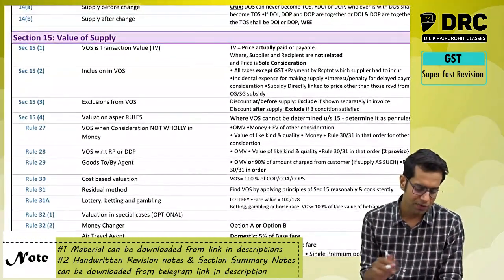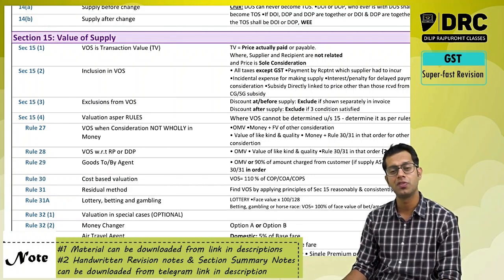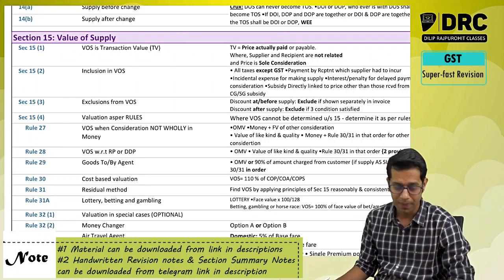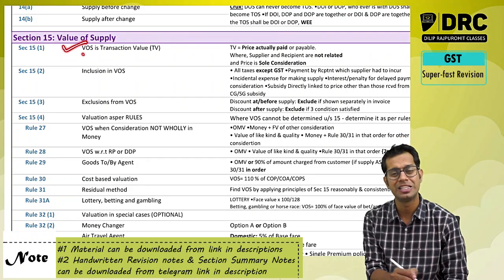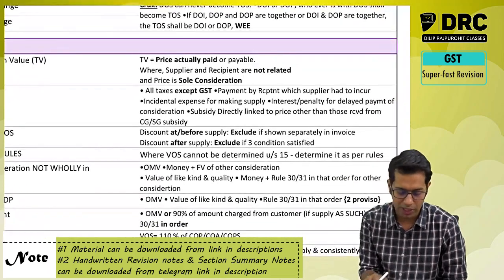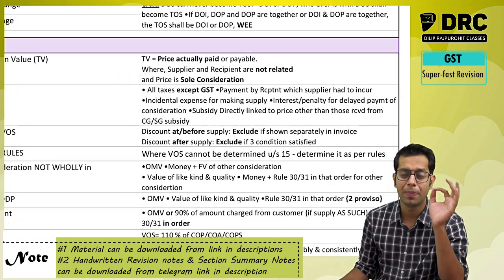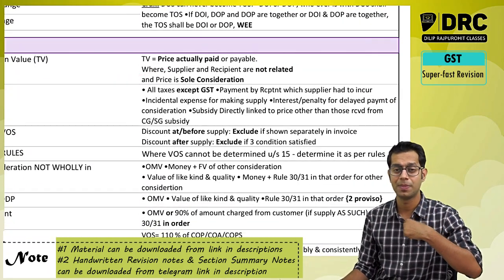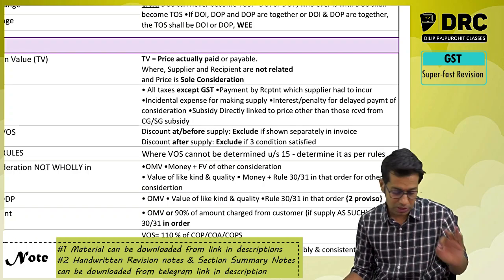Now, next is section 15, which talks about the value of supply. Section 15 subsection 1 says value of supply is transaction value. What do you mean by transaction value? Transaction value means the price which is actually paid or payable, where the supplier and the recipient are not related, and the price is the sole consideration.